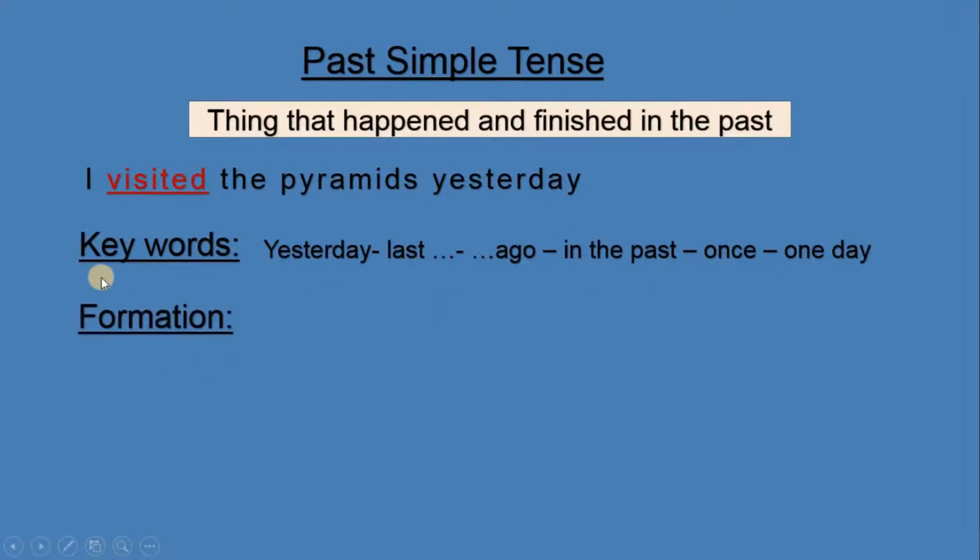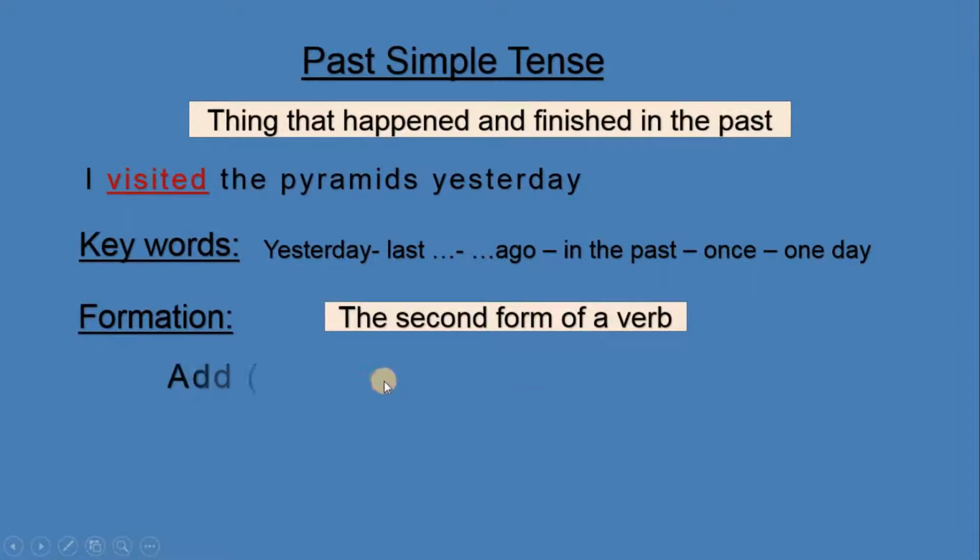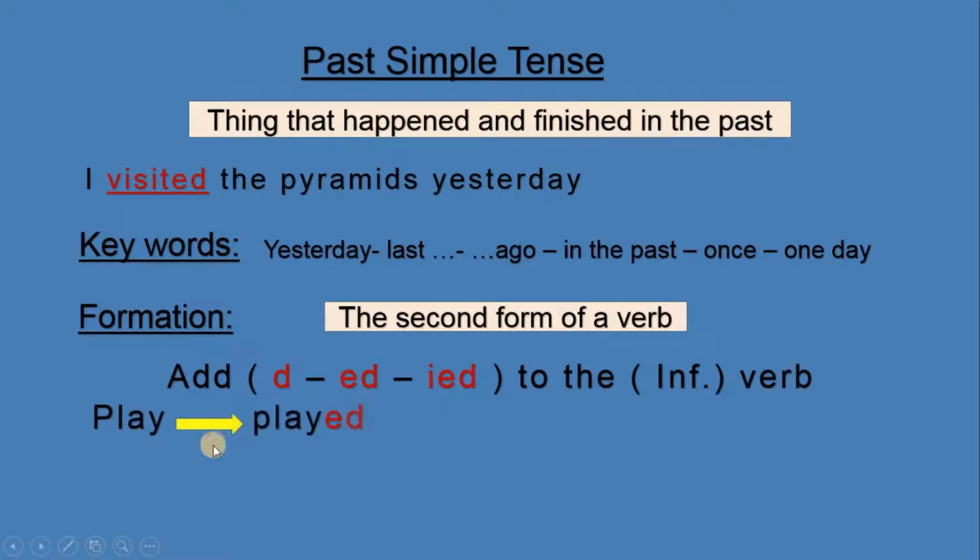Okay, how do we use it? The formation: we use the second form of the verb. We add d, ed or ied to the basic form of a verb. For example, play is the basic form. We add ed, it becomes played. Work, worked. But when the verb ends with e, we add only d. For example, live. It ends with e, so we add only d.